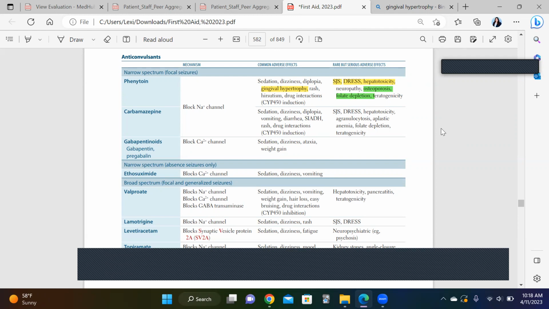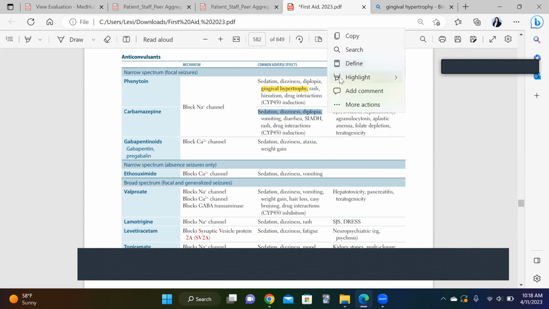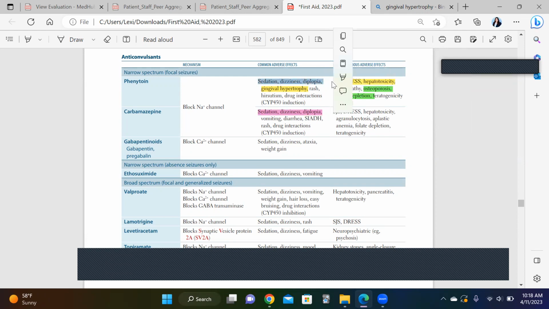Okay. Then we have carbamazepine, not how you say it, but I think it's funny to say it that way. Sedation, dizziness, diplopia, same things, right? So these things that I see in common, I'm going to highlight in pink. These are things that I am not going to memorize because they're common with all of them. Okay. Vomiting and diarrhea, I will never care about. Every other drug causes it.